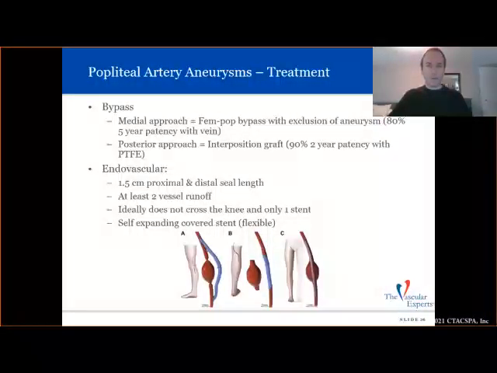Here's the repair. You can treat endovascular with a stent. You do the posterior repair that I mentioned, that's number B, or you can do a fem-pop bypass, that's A, with ligation above and below the aneurysm.